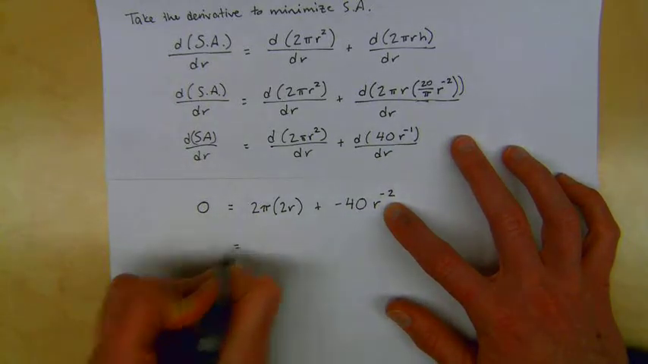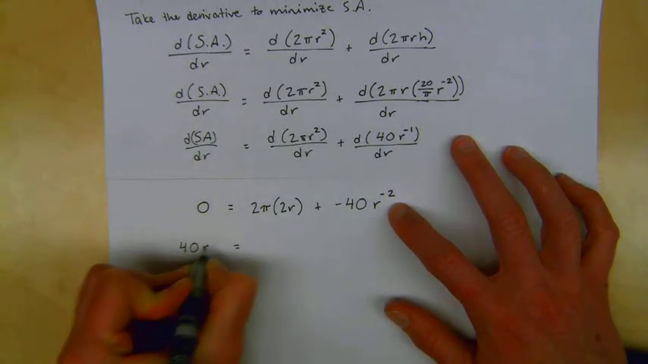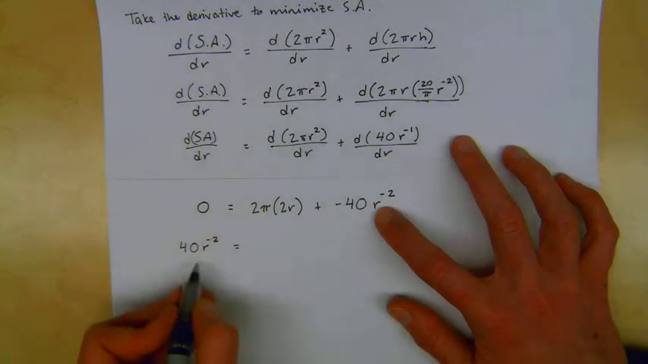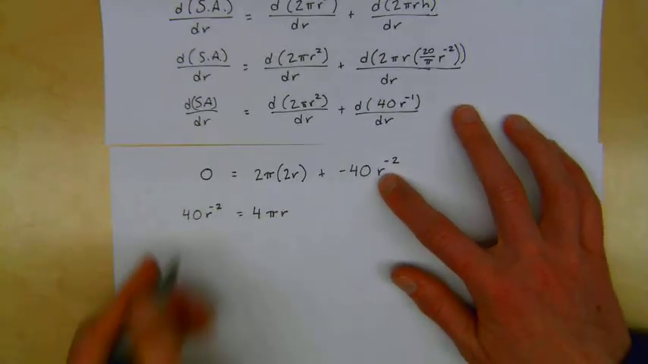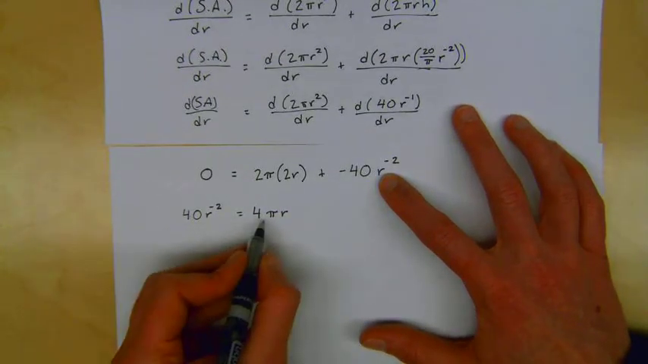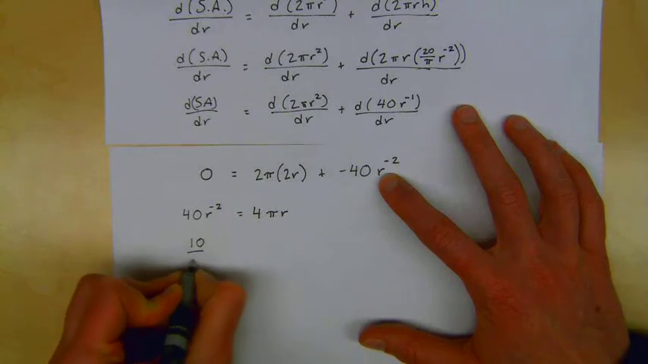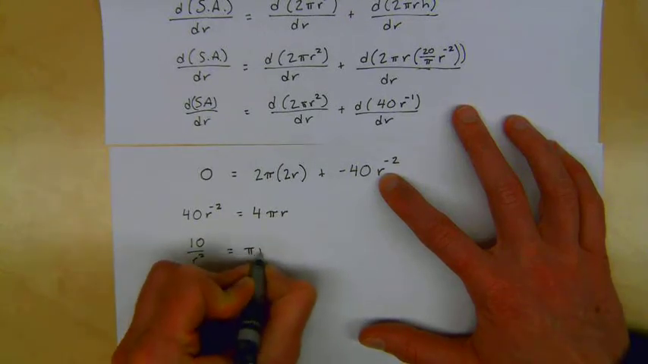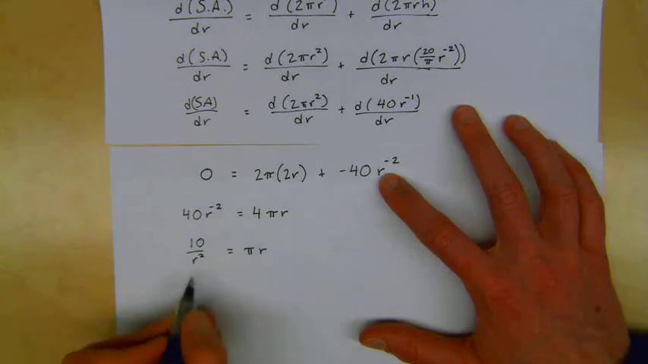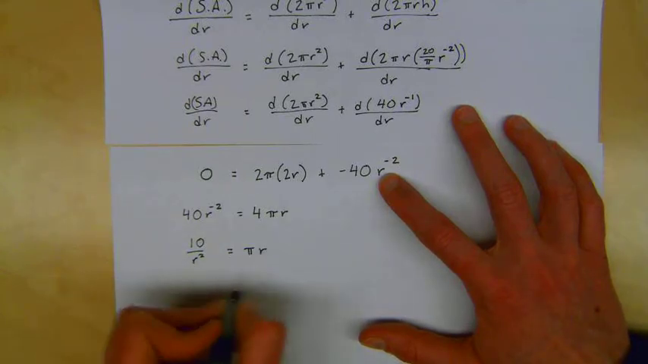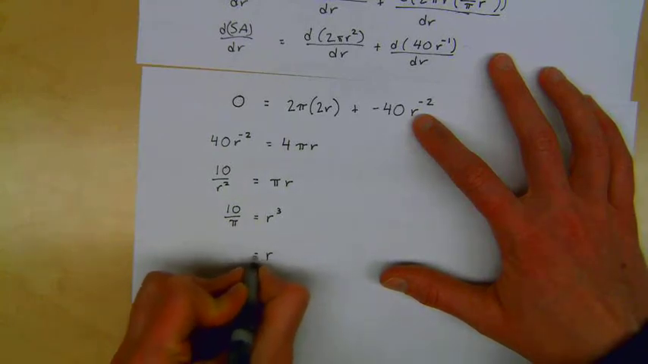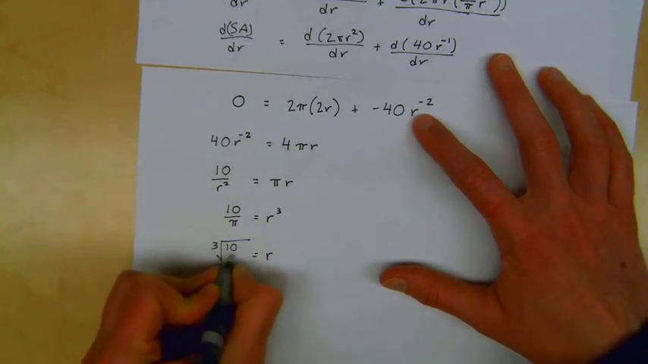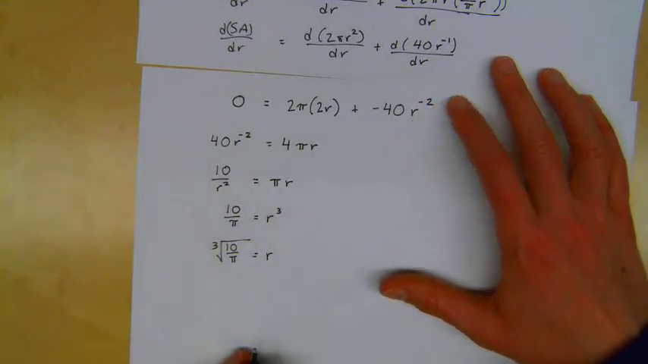Let's simplify this slightly. I get 40r to the negative 2 by adding 40r to the negative 2 to each side, 4 pi r. Now I'm going to divide both sides by 4, and I get 10 over r squared equals pi r. And moving these pieces around, I'm going to multiply both sides by r squared and divide by pi. And I get 10 divided by pi is equal to r cubed, which means that our radius value is the cube root of 10 divided by pi.